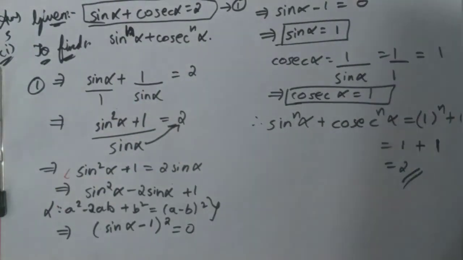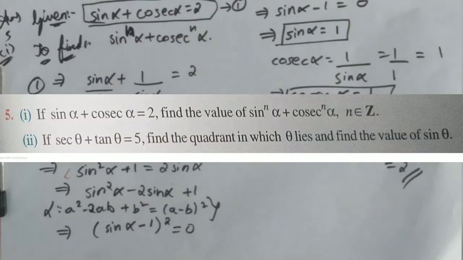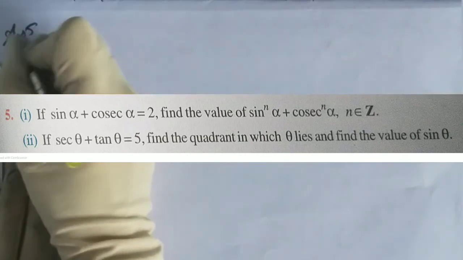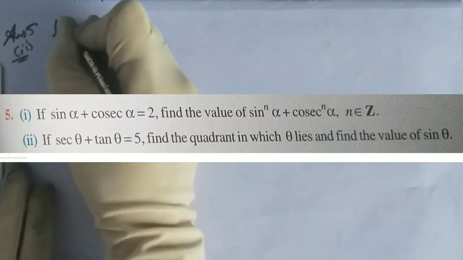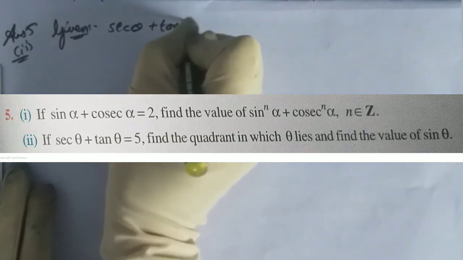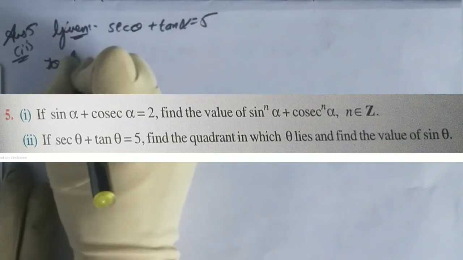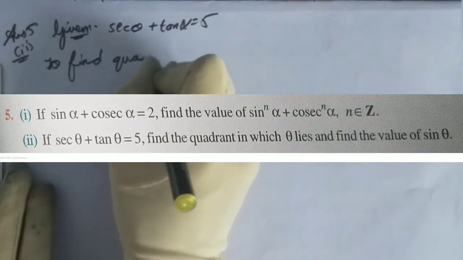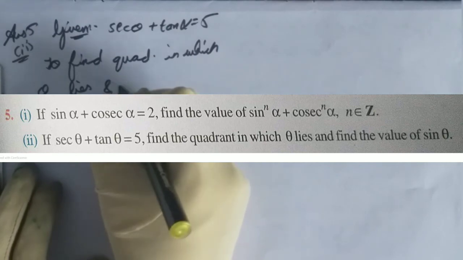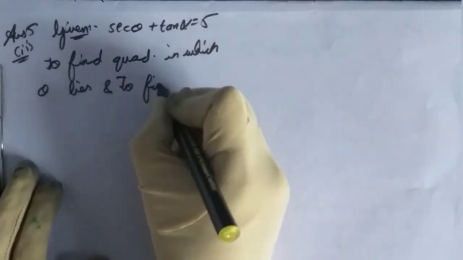Moving on to the second bit. In the second bit the question is, if secant theta plus tan theta is 5, find the quadrant in which theta lies and find the value of sin theta. So, answer 5, second bit. What is given? Given secant theta plus tan theta is equal to 5, and we have to find the quadrant in which theta lies, and we have to find the value of sin theta. Two things we have to find here.